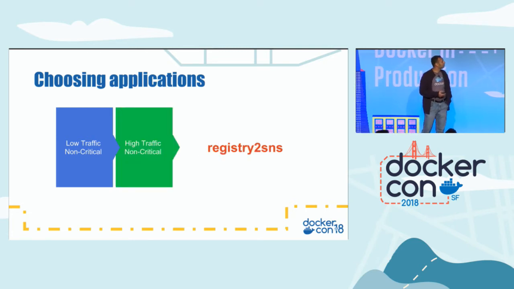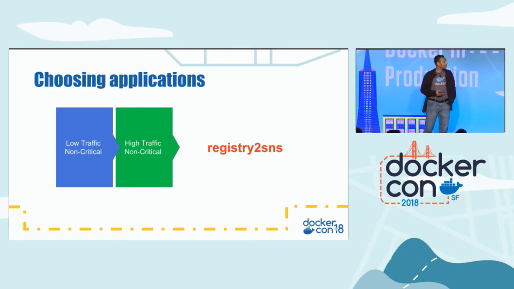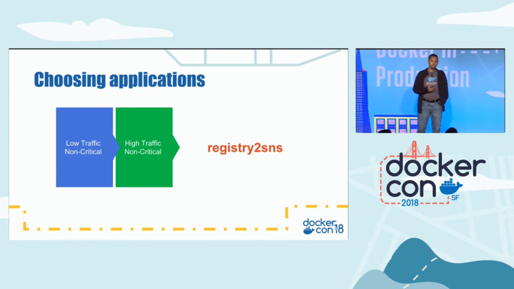The other application that we chose to port to Kubernetes, which fits under high traffic non-critical, is registry to SNS. Registry to SNS is basically a very simple HTTP server that receives webhook notifications from Hub registry, converts them into an AWS SNS message, and puts them in an SNS topic. This is extremely high traffic because our Docker Hub registry is an extremely high traffic site. We get roughly 1,500 to 2,000 pulls per second, and each of those pulls translates to roughly a single HTTP request. So this service is effectively processing 1,500 to 2,000 HTTP requests per second.